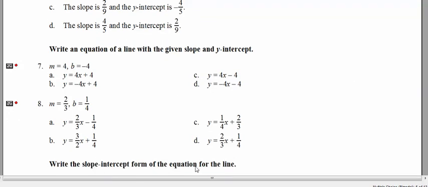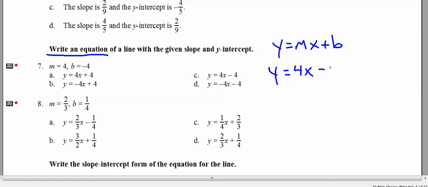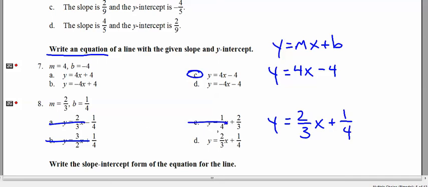Write an equation of the line. I know, I had to put these in here. Y equals mx plus b, doesn't it? Yeah. So write an equation. Alright, for number 7, y equals 4x. So where's 4x minus 4 right there? For number 8, m is 2/3 x plus 1/4. It's not that one. It's not that one. It's not that one.